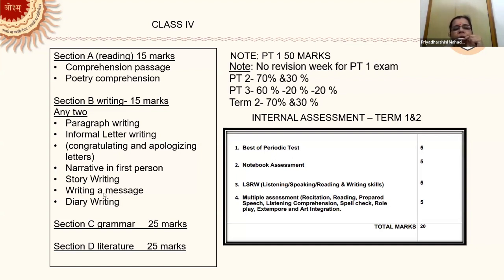Or in one test, you may have writing a message or diary writing. So these are the section B writing topics we focus on for class 4 level. Then section C, grammar, 25 marks, and section D, literature, 25 marks.